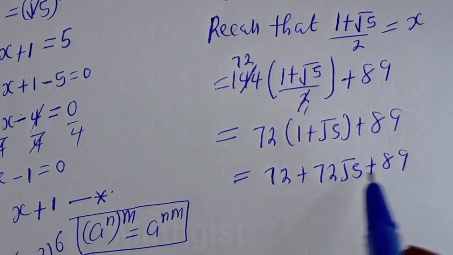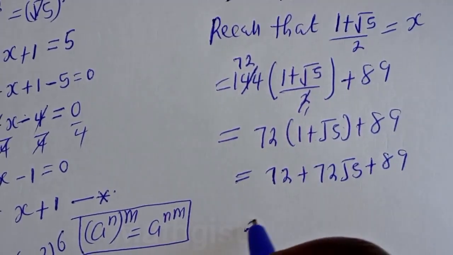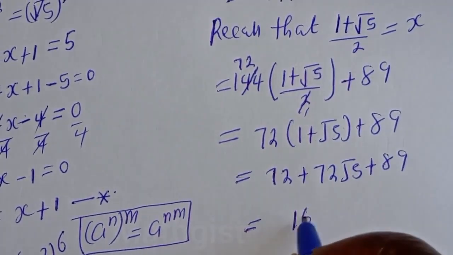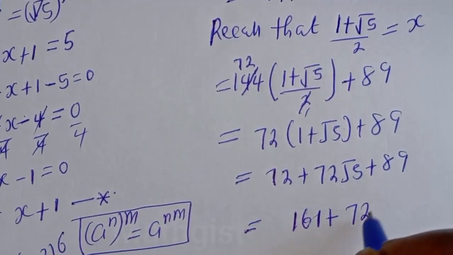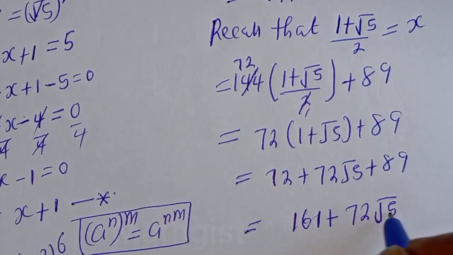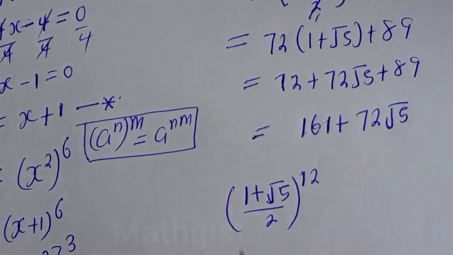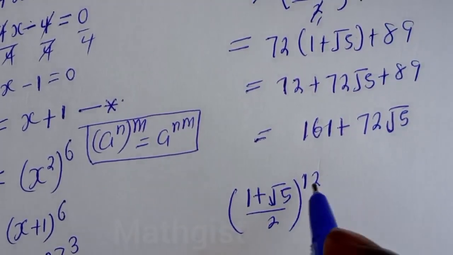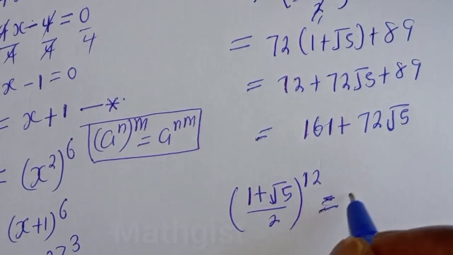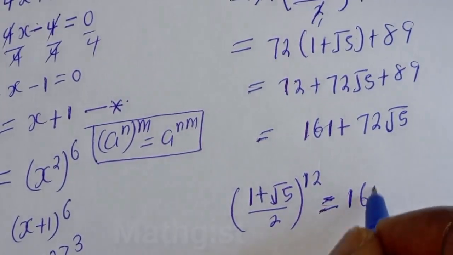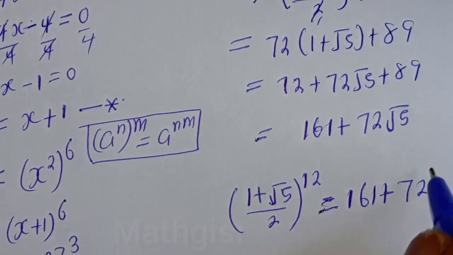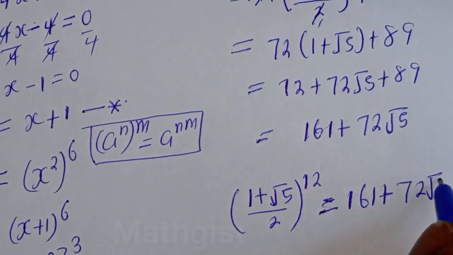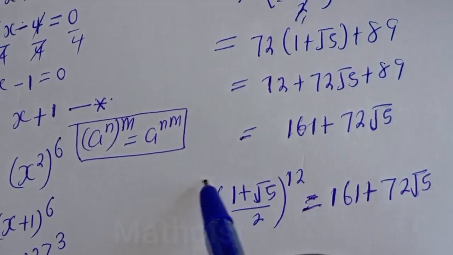Then 72 plus 89 is equal to 161, plus 72√5. Therefore, (1 + √5)/2 to the power of 12 is equal to 161 + 72√5. This is the final answer.